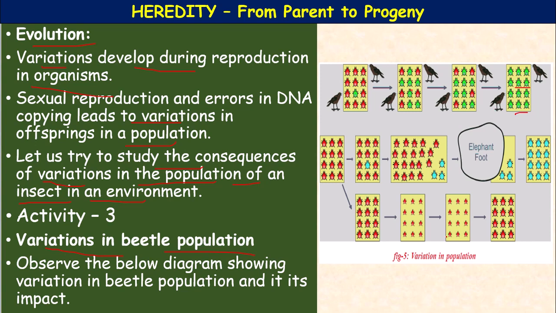In the second observation, variation in the population, here red color and blue color beetles are there. The elephant foot can easily identify these red beetles and crush them, and this leads to a decrease in the population of red beetles, and again the blue beetle population is increased. The variation in the population of these beetles can be understood. So, this diagram shows the variation in the beetle population and its impact in the environment.